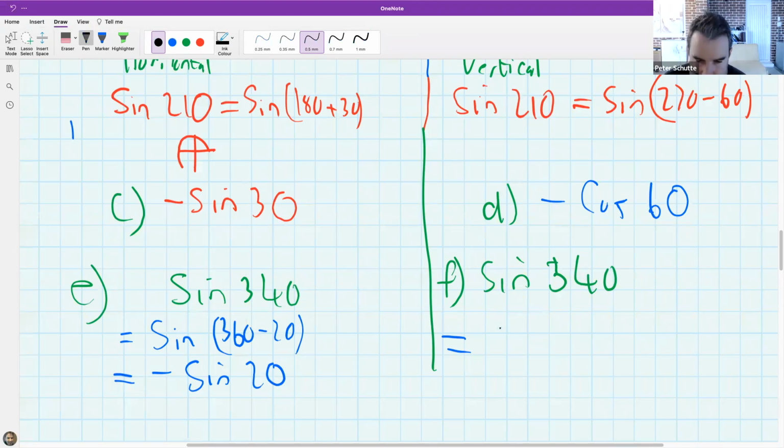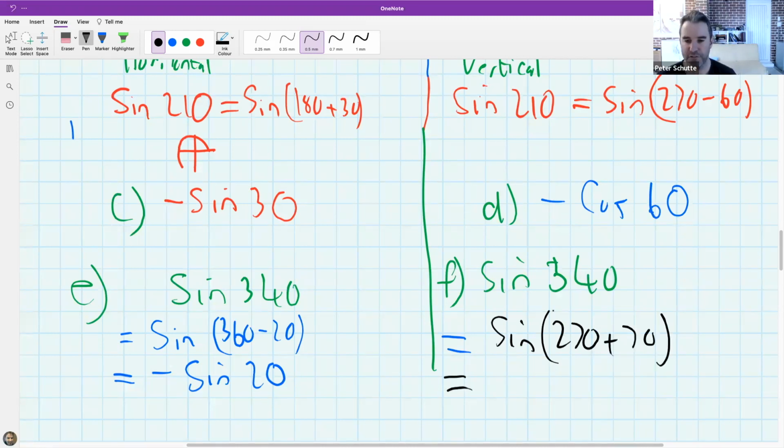So for F, I would say sine 270 plus 70 degrees. Perfect. Okay, that's step 1. So we know how far away it is. What's step 2? And step 2 would be since sine is a coefficient of cos, so you'd say cos 70. Okay, now, but what about the plus or minus step? Would you give it plus? So I agree that it's cos. It's positive because it's in the 4th quadrant.